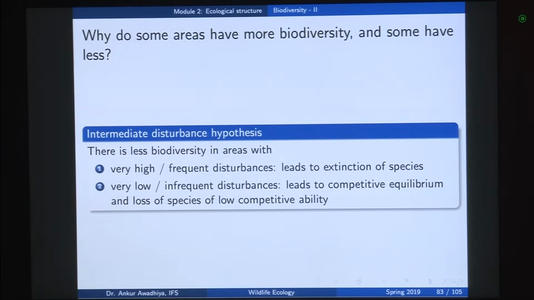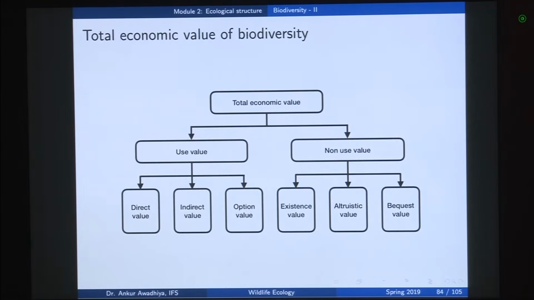One way to understand is to look at the economic value of biodiversity, that is, what are the benefits that we are getting out of biodiversity. Now, total economic value is divided into use value and non-use value. Use value is something that you get because you are using that particular resource, and non-use value is some benefit that you are deriving even when you are not using that particular resource. Use value is divided into direct value, indirect value and option value, and non-use value is divided into existence, altruistic and bequest values. So, we will now have a look at all of these.